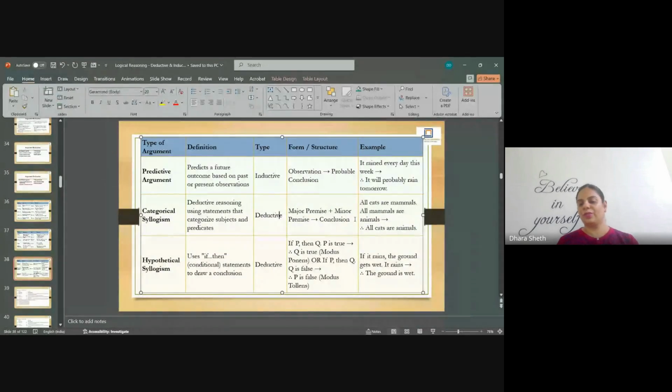Ignore this for now. Major premise, minor premise. All cats are mammals. All mammals are animals. Therefore, all cats are animals. This is called categorical syllogism or categorical proposition.